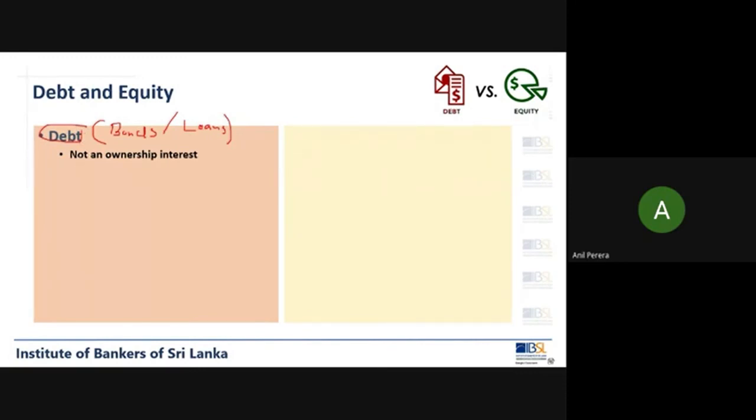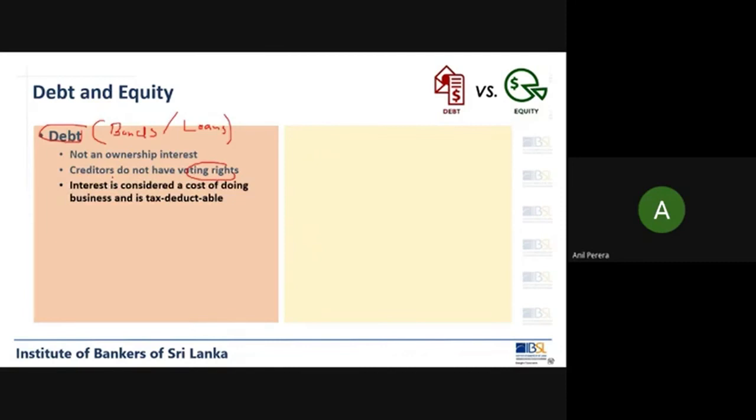There's no ownership interest. Having a bond means you are not an owner of a company. If you have a corporate bond, you are not the owner of that company. If you have a government bond, you are not the owner of the government. Likewise, there's no ownership. Creditors do not have voting rights, right? In debt instruments, there's no voting. Why are we saying this? Because in the case of equity, you have voting rights. That's the reason.